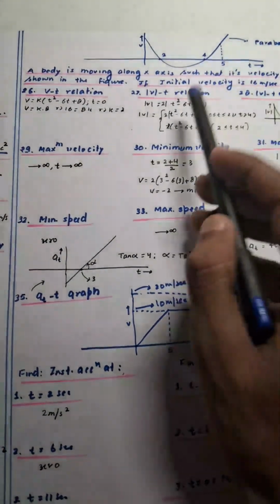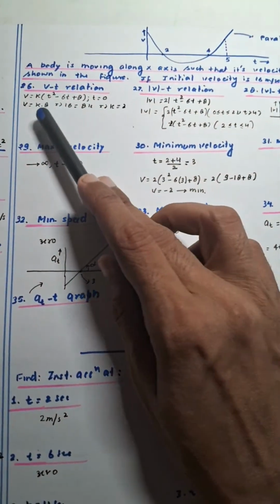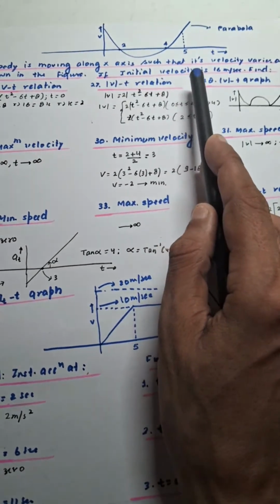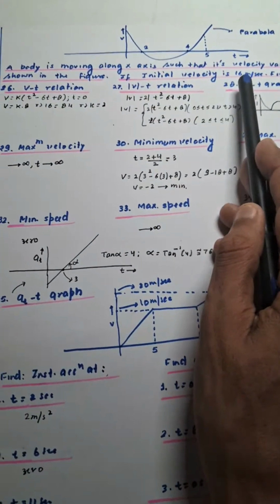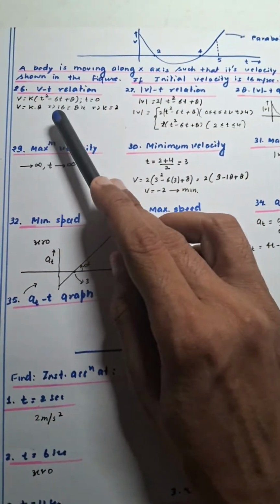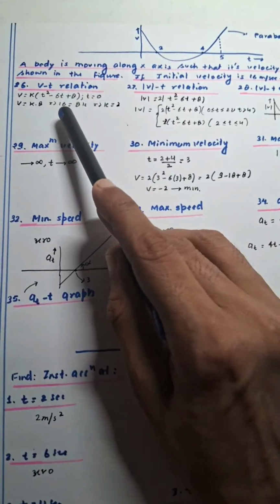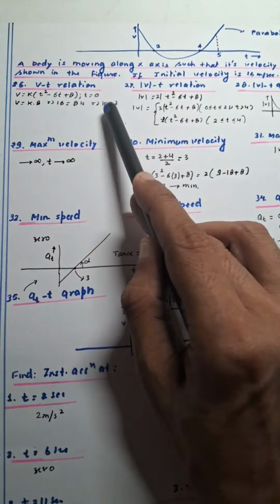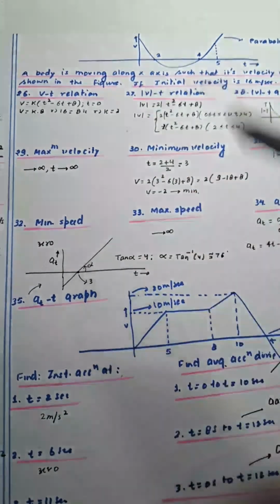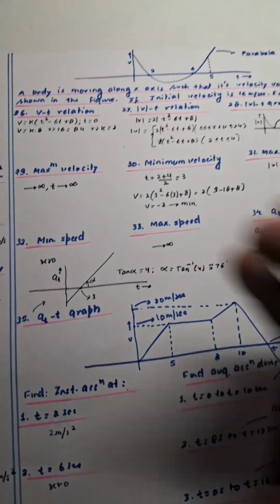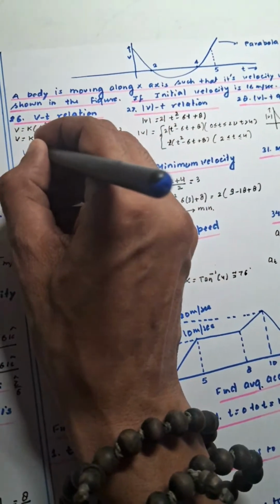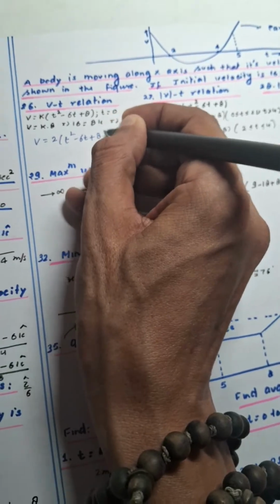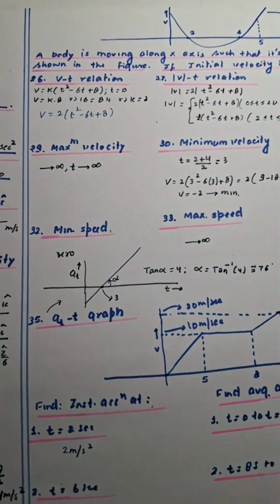Now at t is equal to 0, v will be k into 8. Here we are being given that initial velocity is 16. That means at t is equal to 0, v is equal to 16. So we substitute 16 over here and we have 16 is equal to 8 into k. That will give us k is equal to 2. Hence we can write that the equation will be v is equal to 2 times t square minus 6t plus 8. So this is what we can say, the relation will be like this.